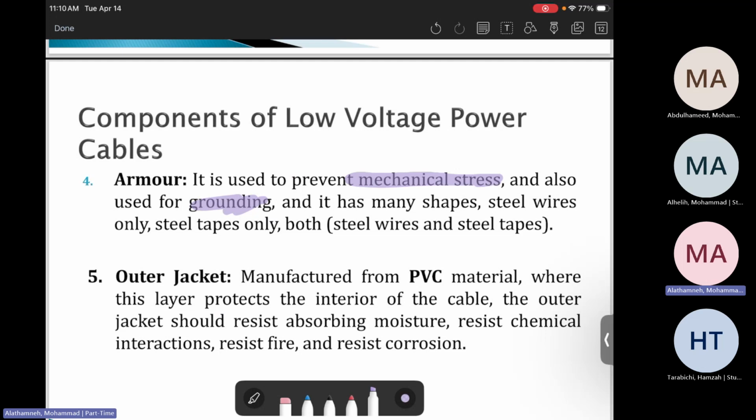The outer jacket, of course, protects everything, the interior of the cable, from everything. We also need to make sure this jacket does not absorb moisture. It should resist chemical interactions, fires, and corrosion. The outer jacket must handle all of this.